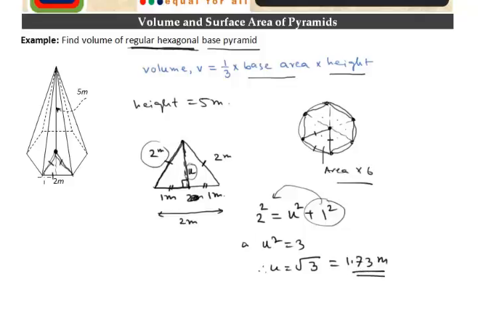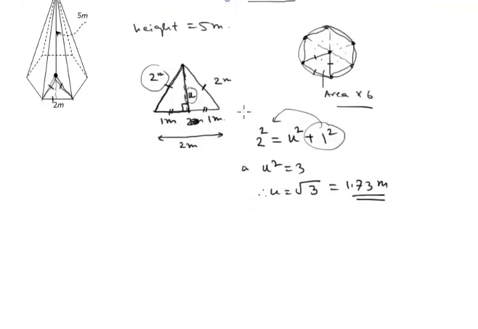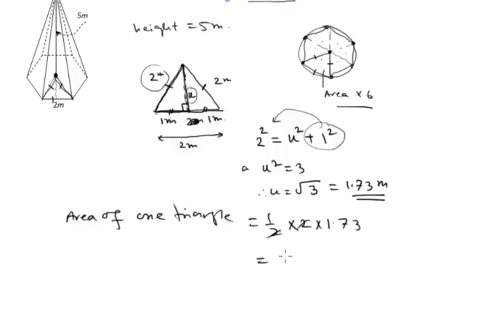So just from one arm length we found the height, and now we can find the area of this one triangle. Area of one triangle will be half times its base. This triangle's base is 2 meter, times this triangle's height U, that is 1.73. So the 2 and 2 will cancel, giving 1.73 meter square. So one triangle's area is this. Since the base is a regular hexagon, it will have 6 of such triangles.